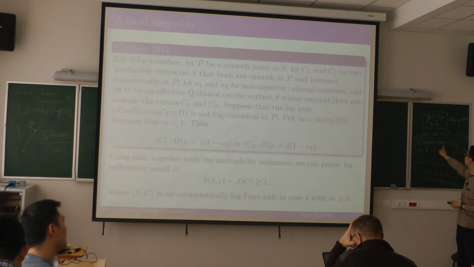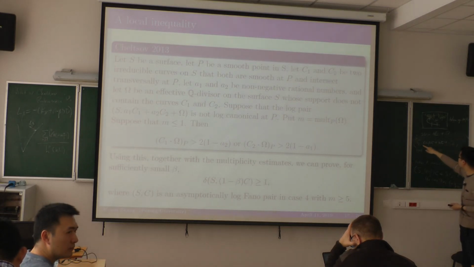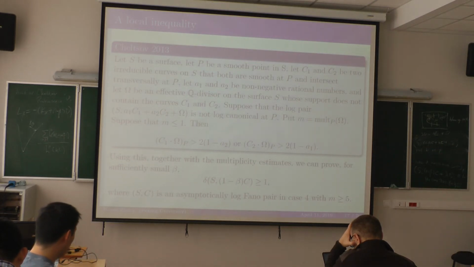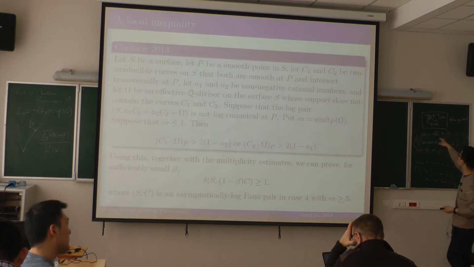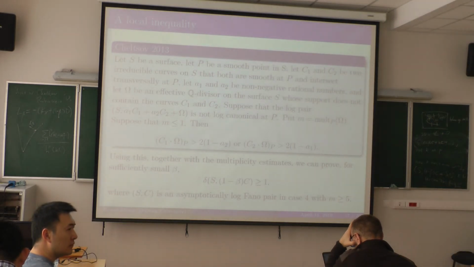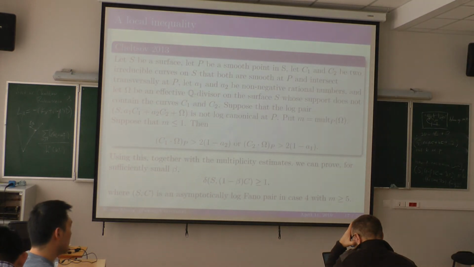We have two curves intersecting at one point, and we have something that we don't know about. But suppose this thing is not log canonical, then we can use this inequality to derive some contradiction, because on this surface we can explicitly compute the intersection number. Basically, this is the philosophy of our argument. If we use this, we can show that for sufficiently small beta, the delta invariant is bigger or equal to 1 for m bigger or equal to 5.